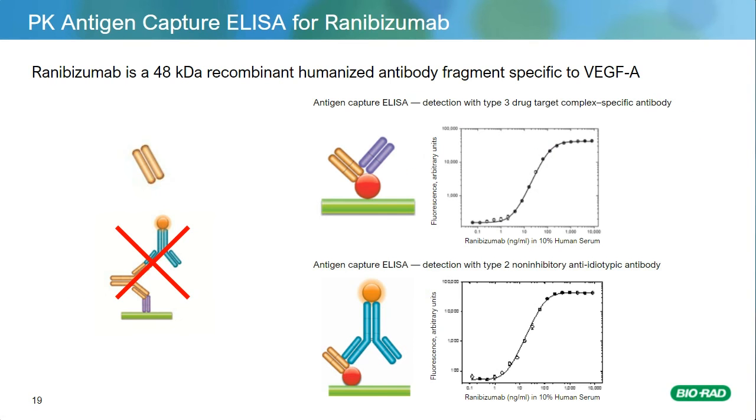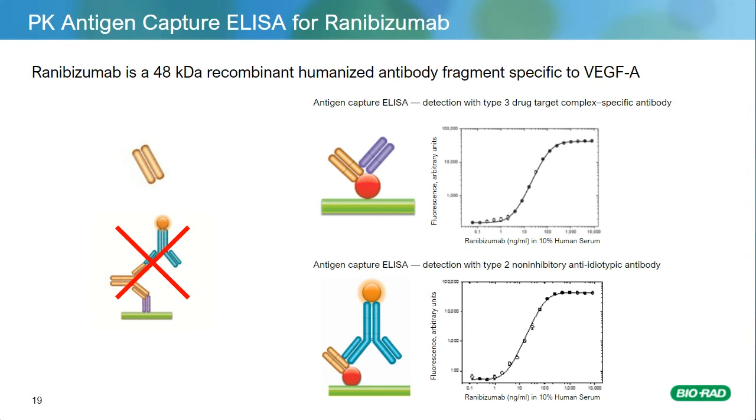The increasing popularity of antibody fragments or nanobodies, or essentially small antibody-based binding molecules, provides some challenges and also some interesting opportunities when it comes to PK assay development and generating reagents to use in those kinds of assays. So I thought I would include a slide on some work we did generating anti-idiotypes to the drug Ranibizumab.